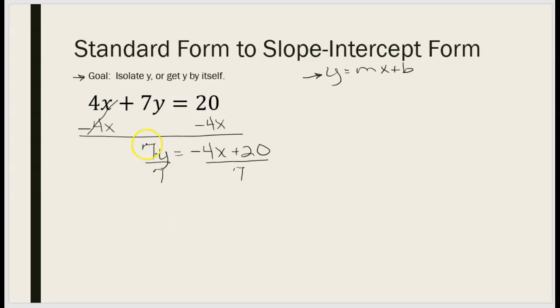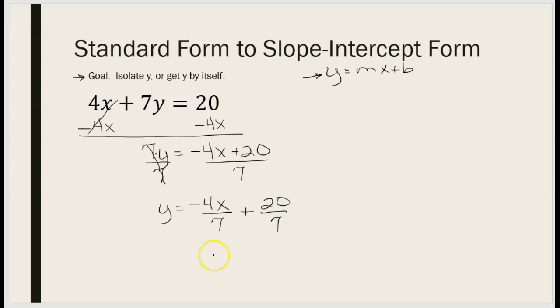So my 7s divide. That makes that 7 go away. So y is equal to, now here's the thing that confuses some people. When I have two things being added or subtracted and all of that is being divided by a value, I can actually give each one of these terms its own denominator. I can split that up. Here's what that would look like. We would say negative 4x is divided by 7 and then put this plus sign in the middle. And then my 20 is also being divided by 7.